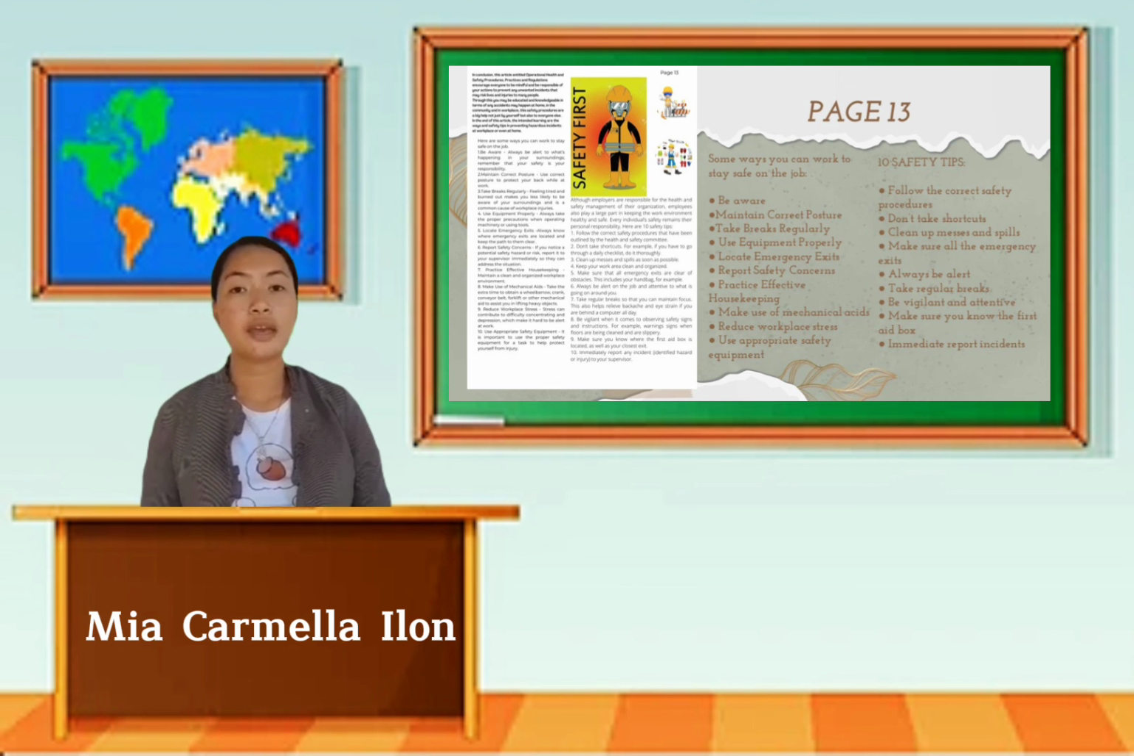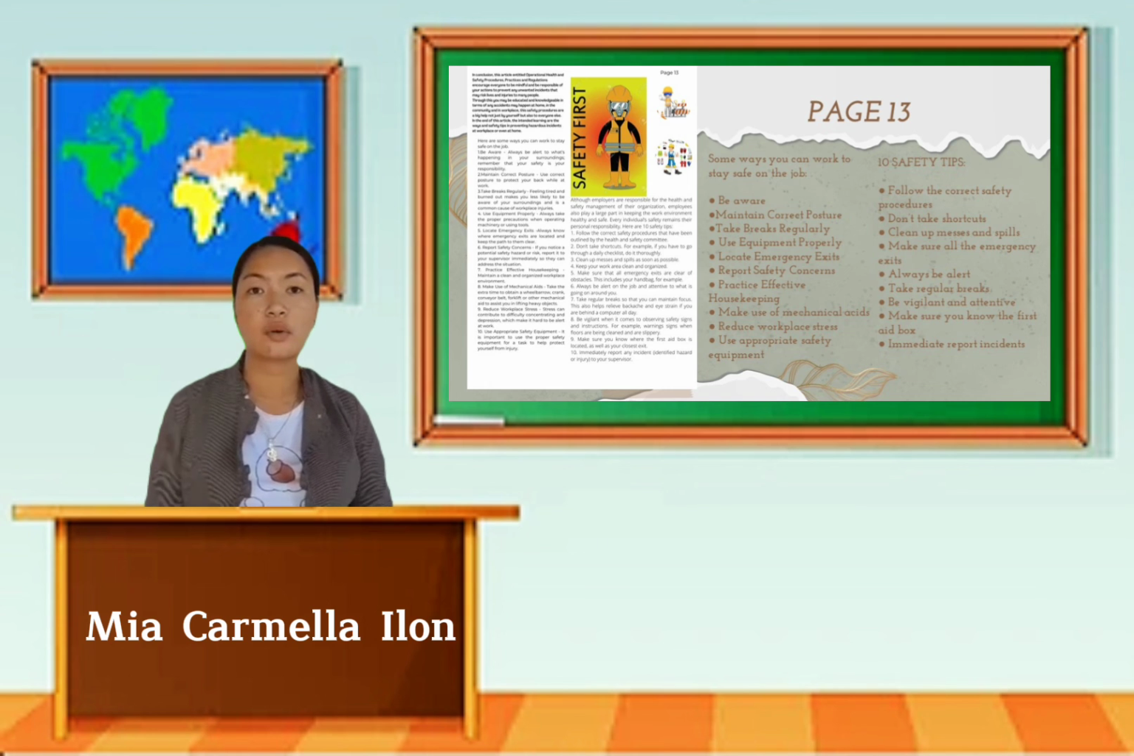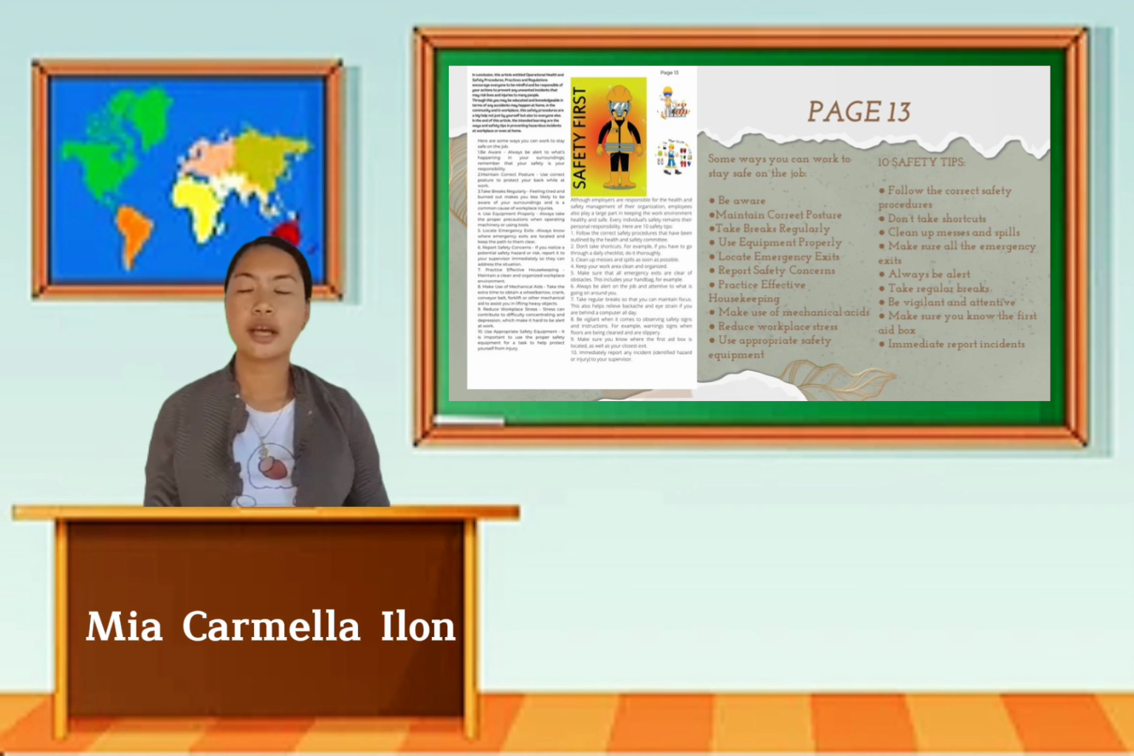Number 8, be vigilant when it comes to observing safety signs and instructions. Number 9, make sure you know where the first aid box is located as well as your closest exit. Number 10, immediately report any incident, identified hazard, or injury to your supervisor. So the 10 safety tips are very useful for us to be safe, and we must follow those steps in order to be aware and protect ourselves from any unexpected incidents.